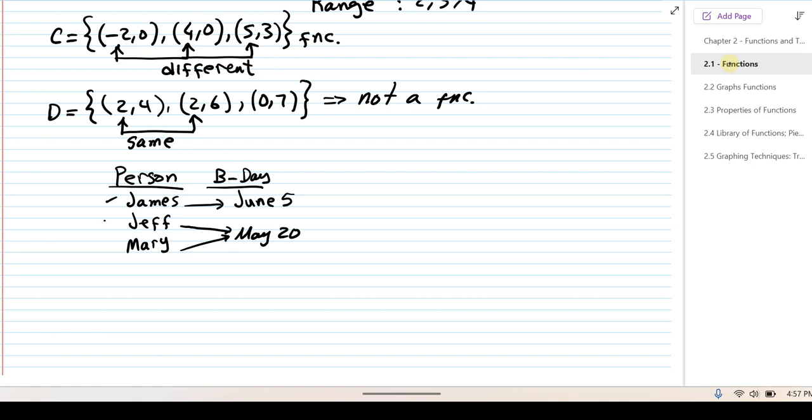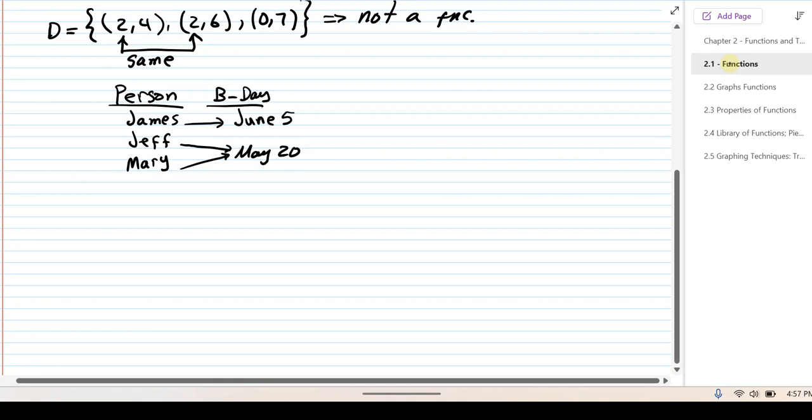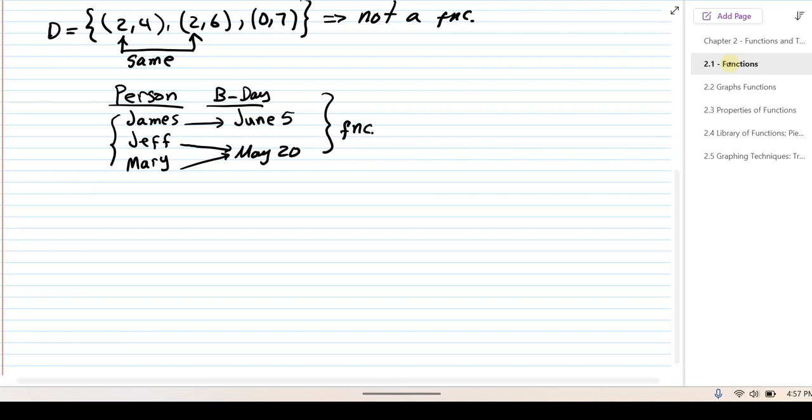Notice, as long as the first numbers are different, the first members are different, we have a function. This mapping represents a functional relationship between a person's name and the person's birthday. Okay, so this too is also a function. Keep in mind, the first numbers must be different.